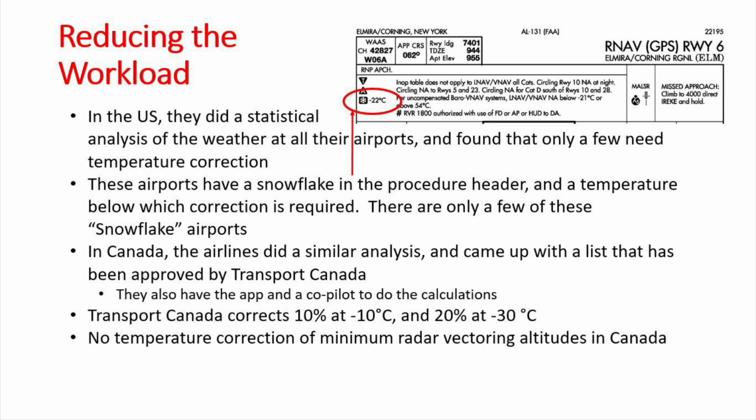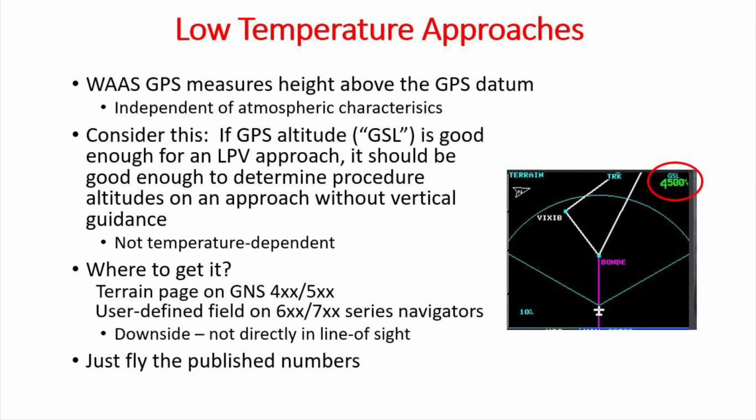For the rest of us, every airport in Canada is a snowflake airport, and the applicable temperature is 0 degrees centigrade, or minus 10 for some higher minimums. See the CAP Gen. Wouldn't it be nice if there was an instrument in the panel that gave an accurate indication of the airplane's height without requiring temperature correction and without even needing an altimeter setting? There is such an instrument. At least there's one that works within most of North America. It's called WAAS GPS.